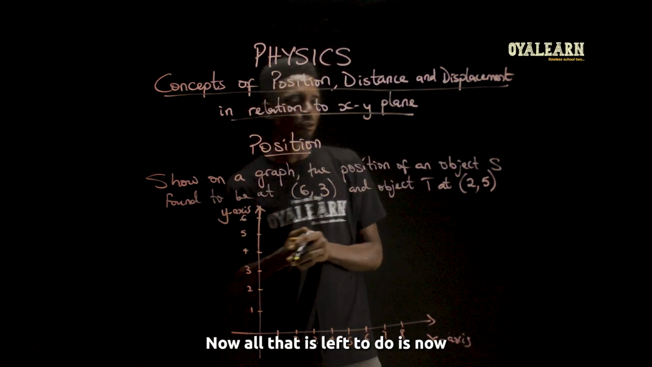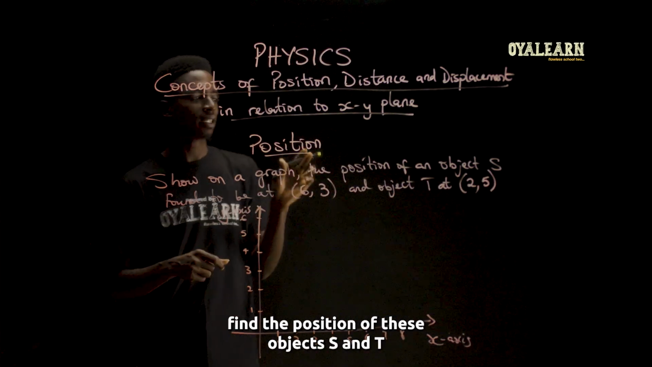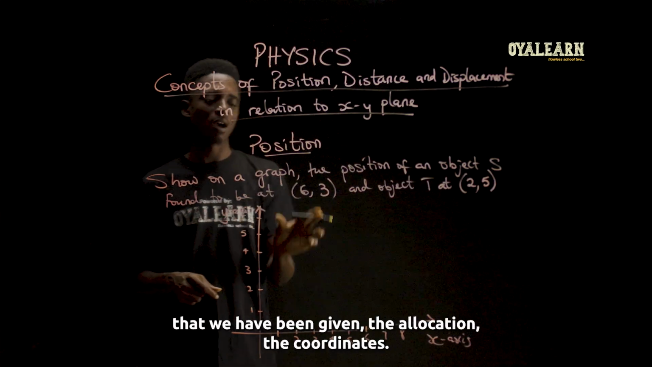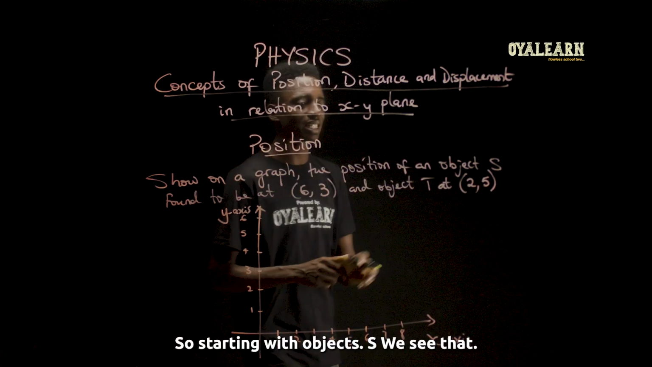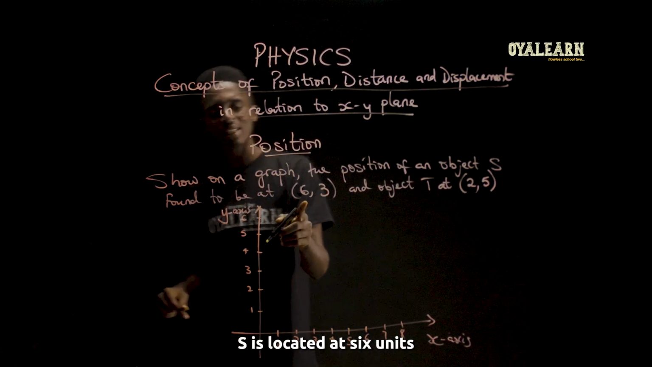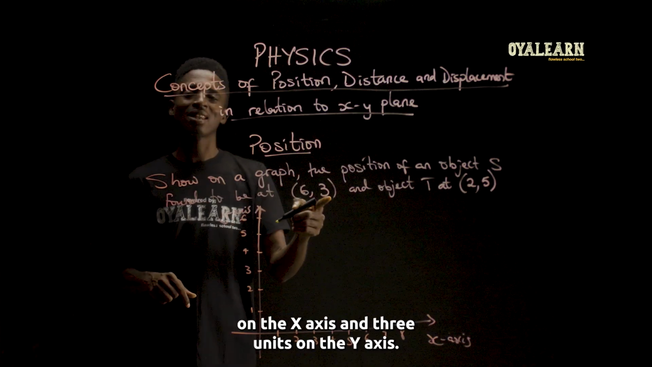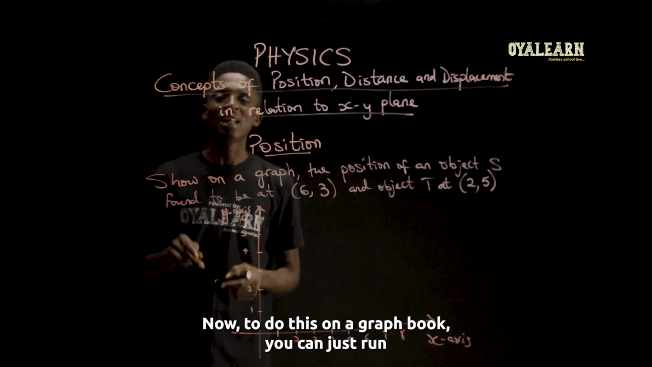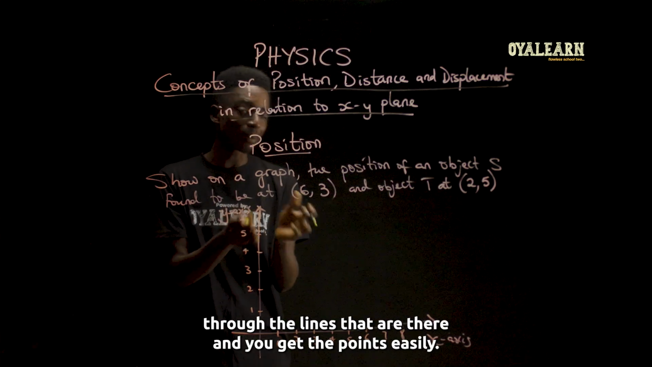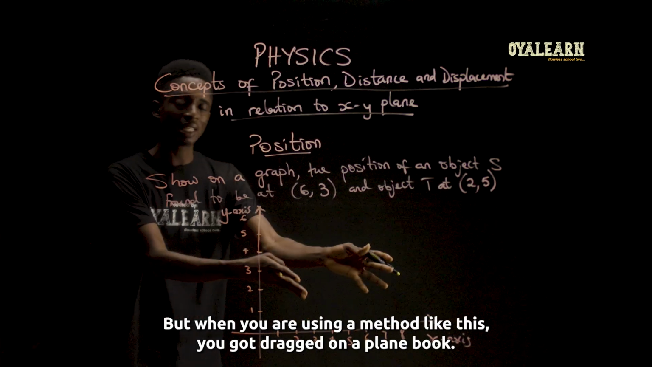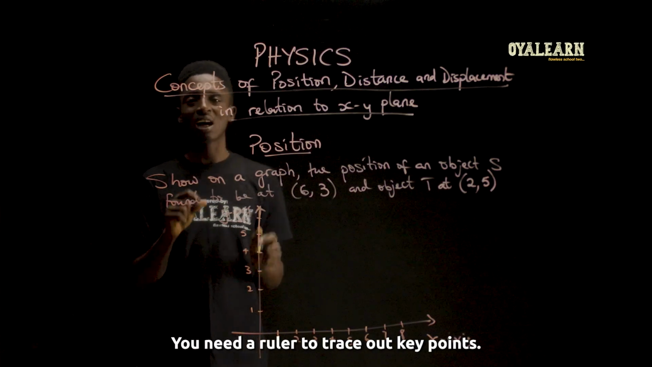Now, all that is left to do is to find the position of these objects S and T that we have been given their location, their coordinates. So starting with object S, we see that S is located 6 units on the x-axis and 3 units on the y-axis. Now, to do this with a graph book, you can just run through the lines that are there and you get the points easily. But if you are drawing it on a plain book, you need a ruler to trace out the point.